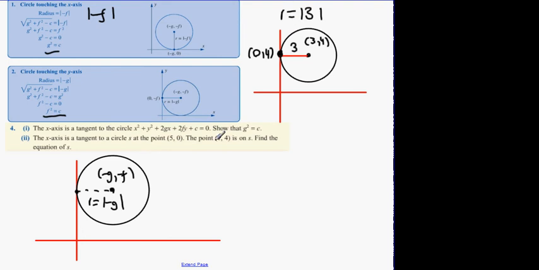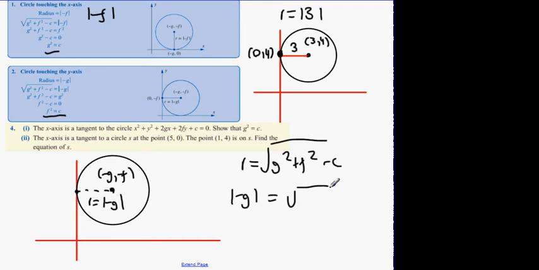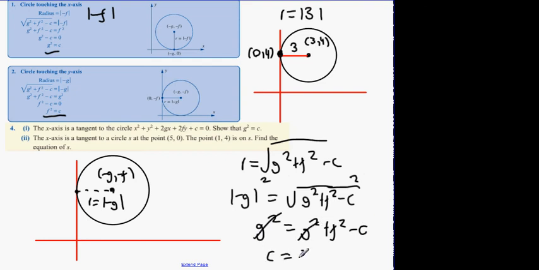So we then use the formula the radius equals the square root of g squared plus f squared minus c. We now know that the radius equals minus g. When we square both sides, we get g squared equals g squared plus f squared minus c. The g squareds cancel, and we get c equals f squared. Same thing. It's not that bad. That is something you could be asked, though, so you need to be able to do that.